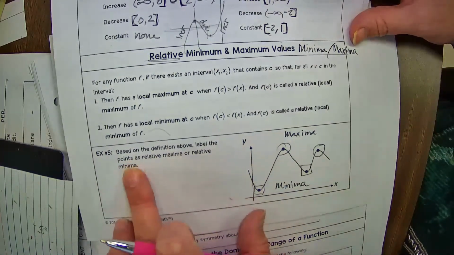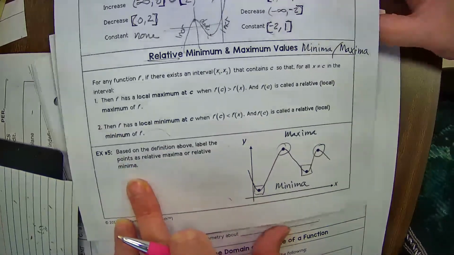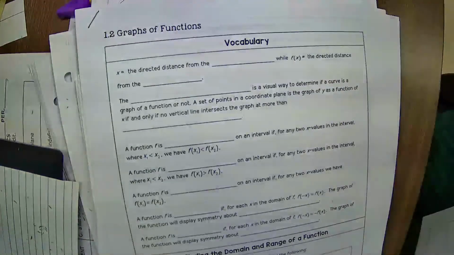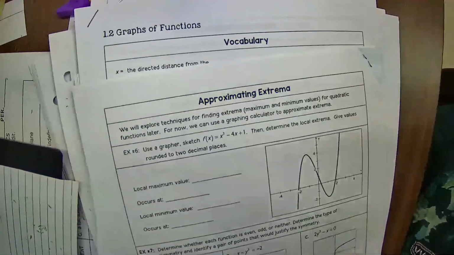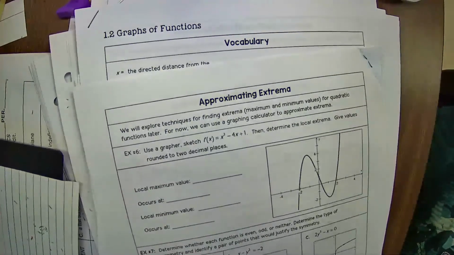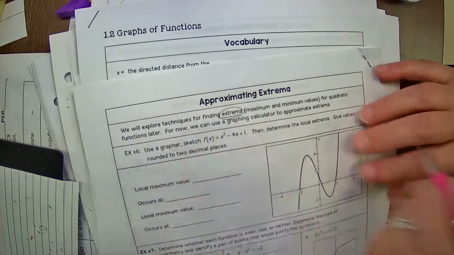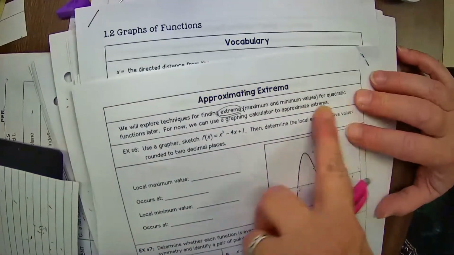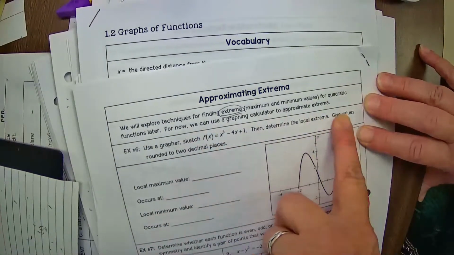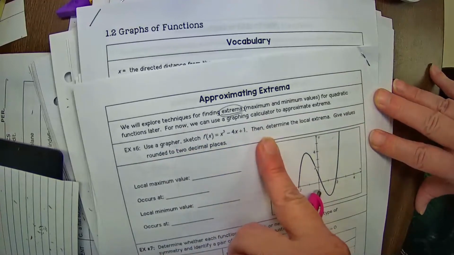Based on the definition above, label the points. Oh, we already did that. Okay, so let's flip over. We're going to explore techniques for finding extrema. Maybe that's what I was trying to remember. Extrema, the extremes. The relative maximum and minimum values for quadratic functions later. So we're going to use the graphing calculator to help us with this.